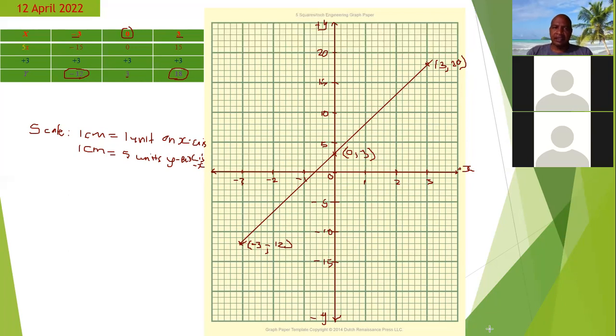All right, guys. So that's the shorter way to do a straight line graph. Instead of trying to plot all the points, you plot the 2 endpoints and 1 point in between. Any question?